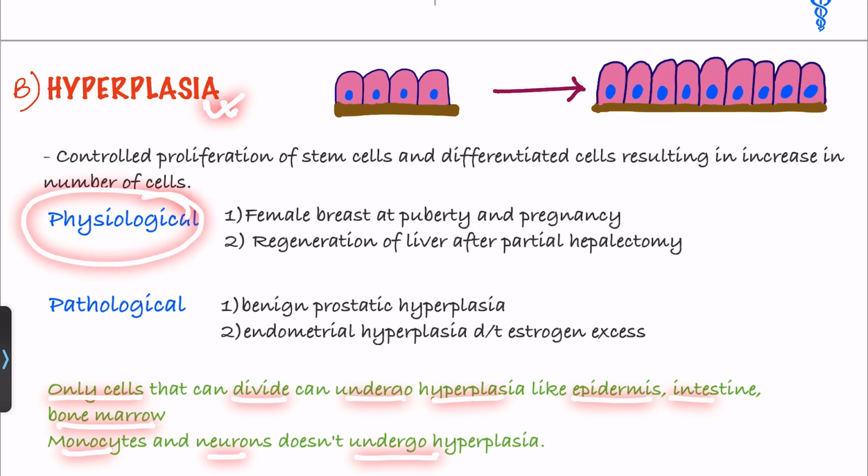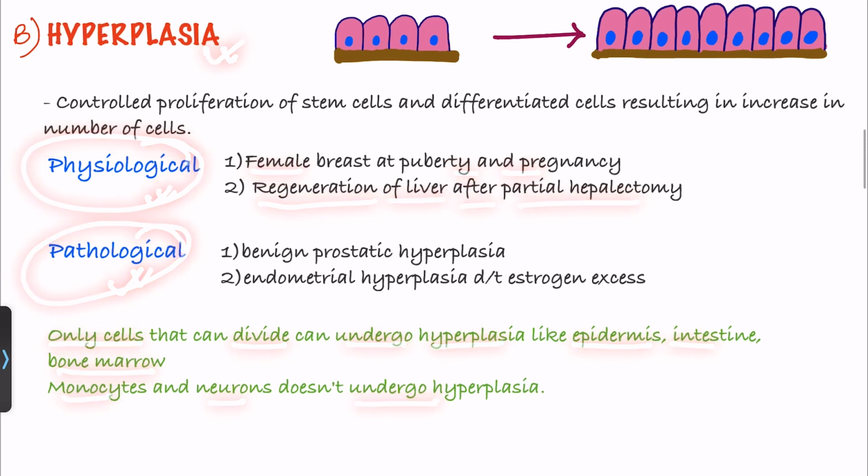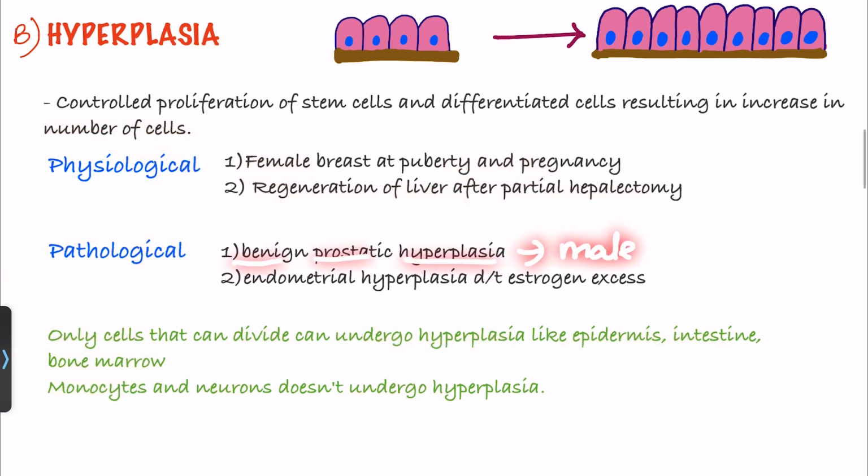Physiological hyperplasia is usually seen in the female breast at puberty and pregnancy, and in regeneration of the liver after partial hepatectomy. Pathological hyperplasia occurs in various conditions like benign prostatic hyperplasia seen in males aged more than 50 years, and endometrial hyperplasia due to estrogen excess.